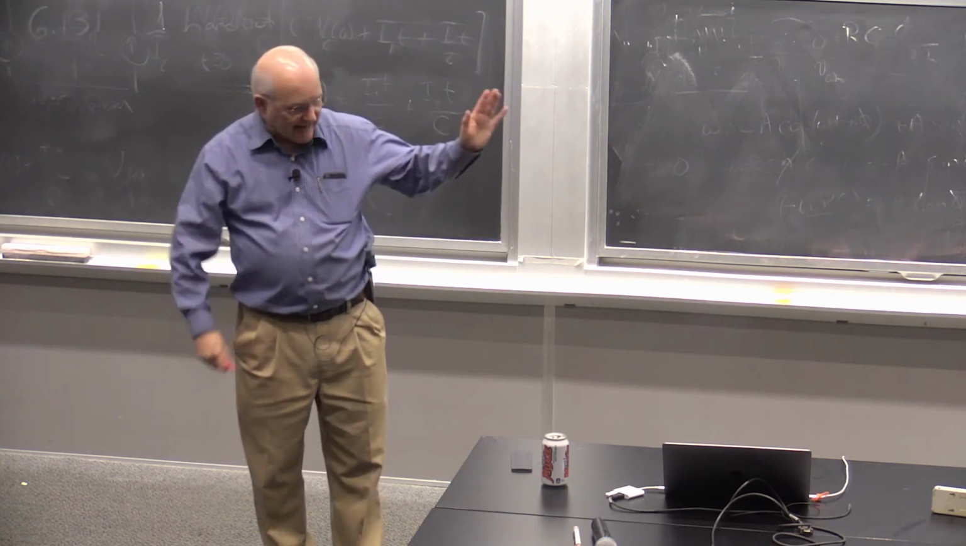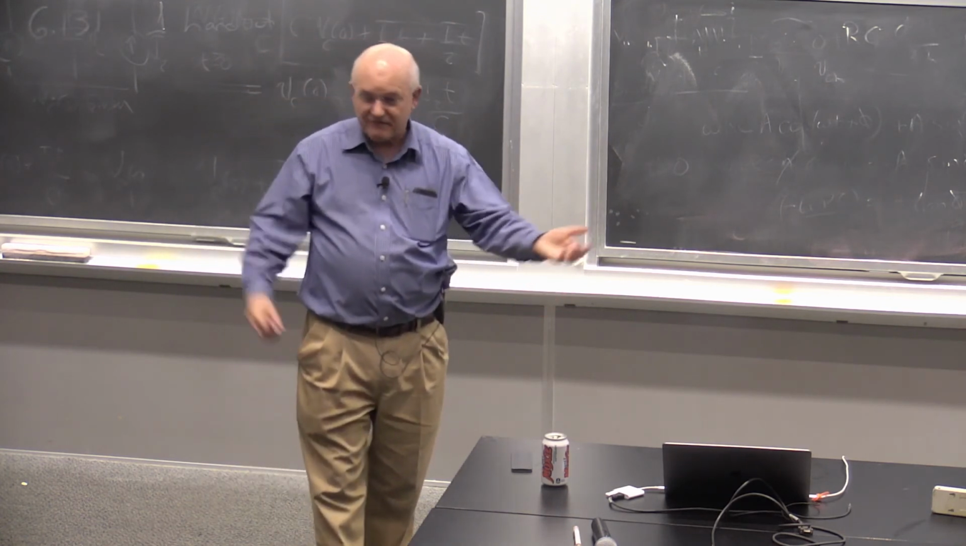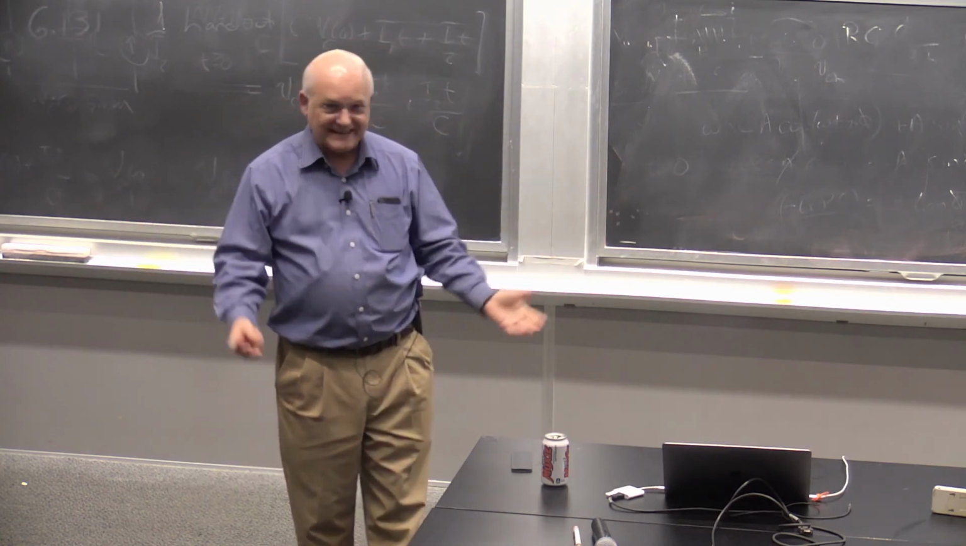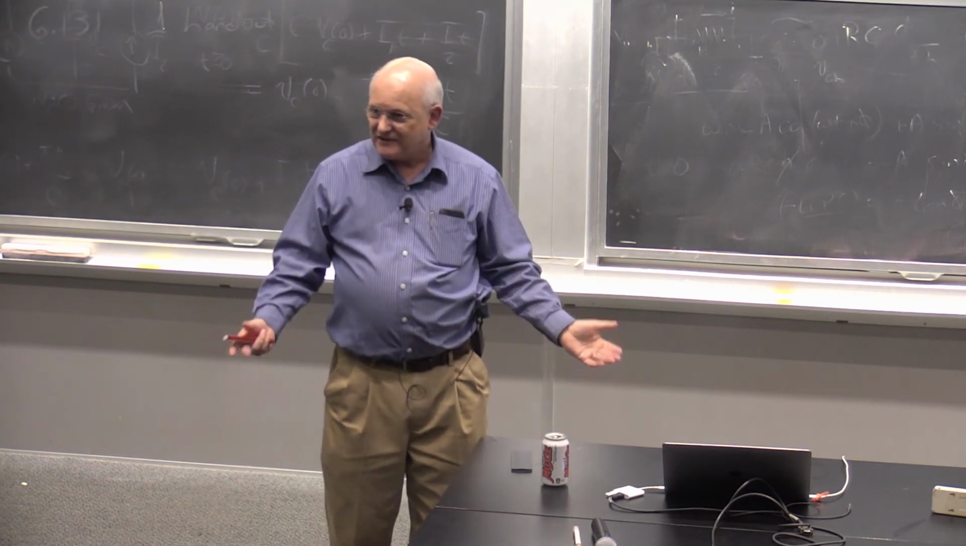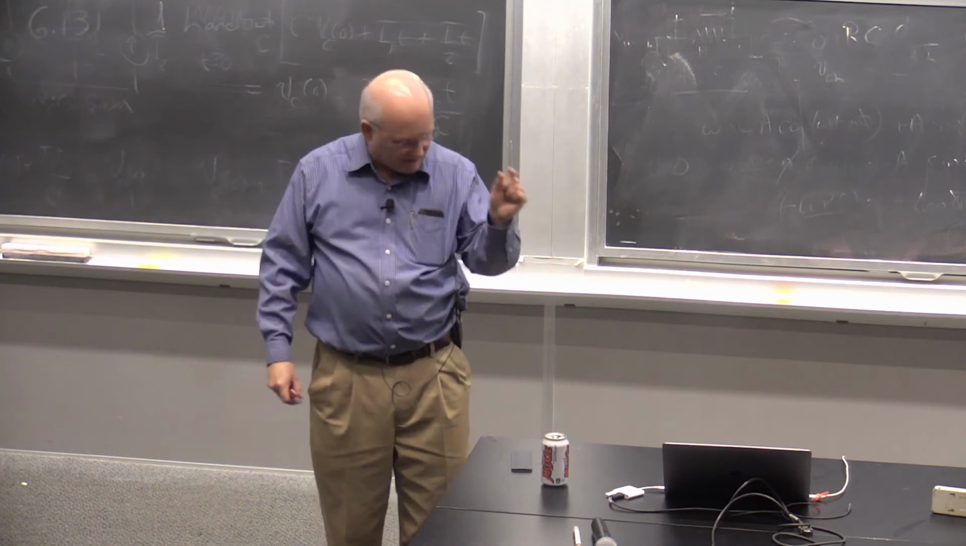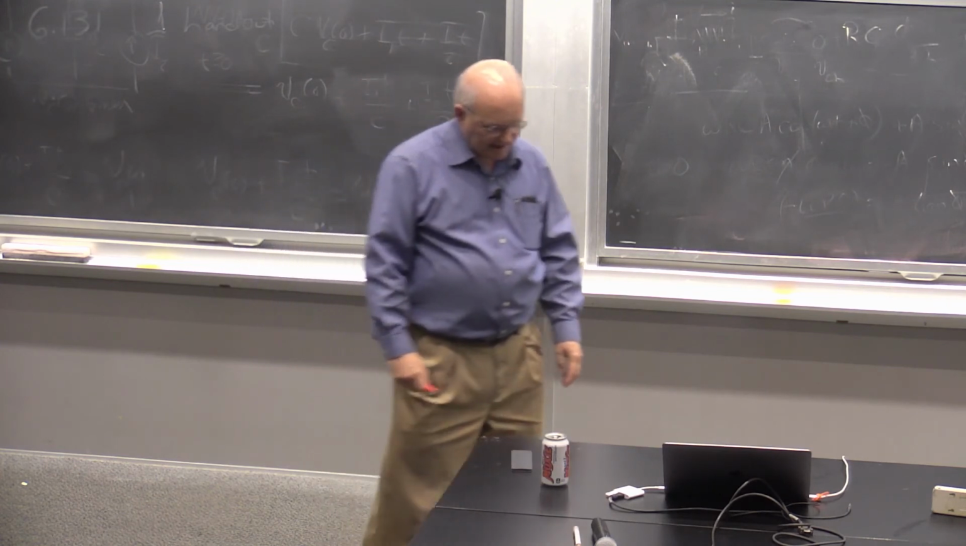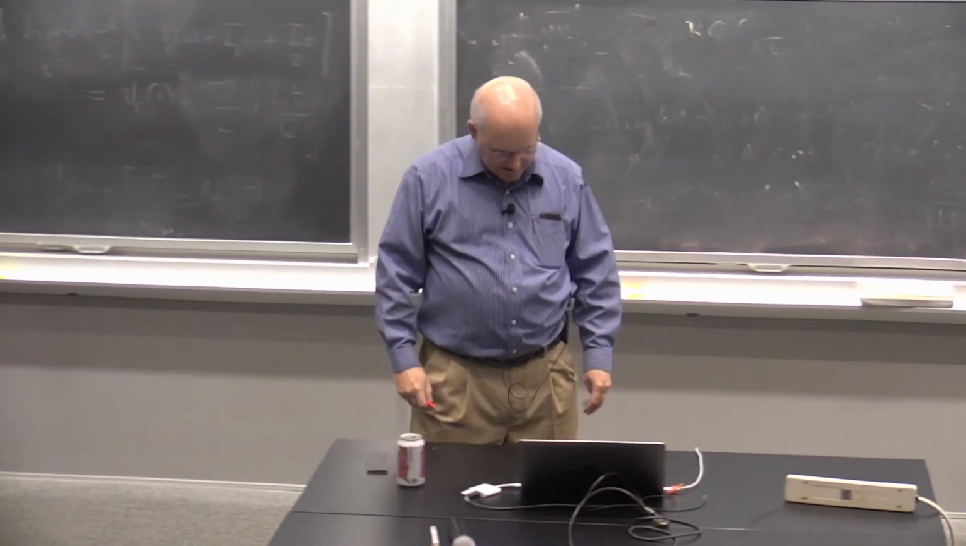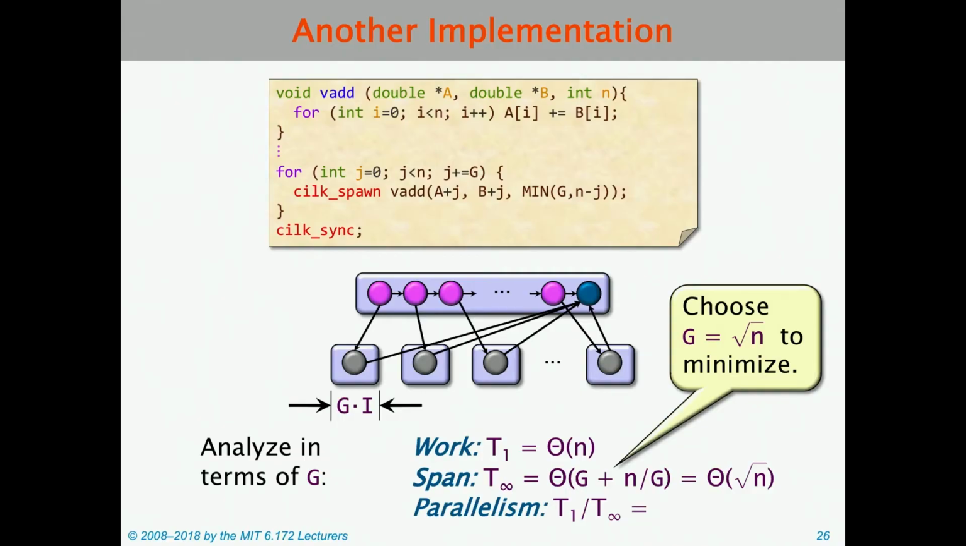So this actually has decent parallelism. For n big enough, square root of n, that's not bad. So it is okay to spawn things off in chunks, just don't make the chunks really little. What's the parallelism? Once again, this is always a gimme. It's the ratio, so square root of n.